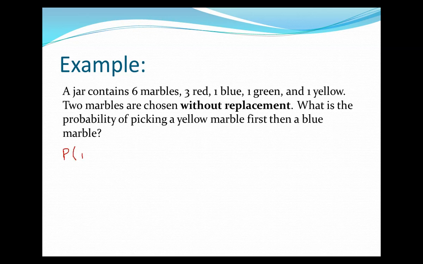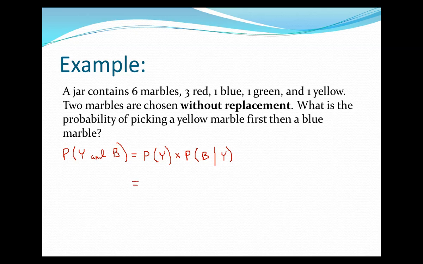Probability of getting a yellow and a blue is equal to, using our multiplicative principle, the probability of getting a yellow marble, times the probability of getting a blue marble. But these are dependent events because we're not replacing the marbles. In the second draw, there's only 5 marbles. So it's the probability of getting a blue given that a Y has been drawn already.